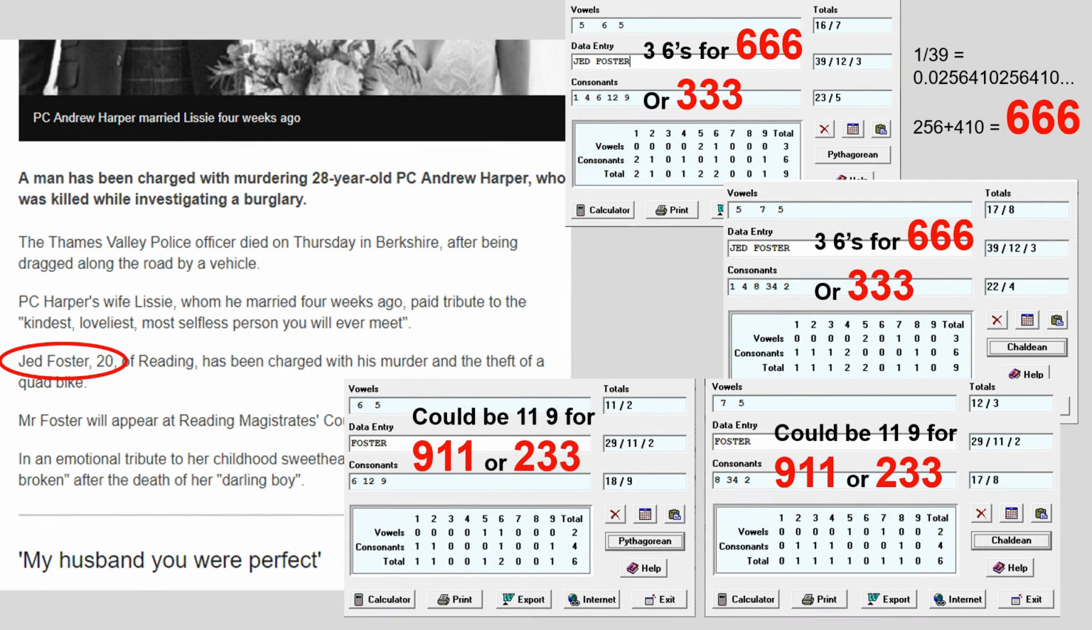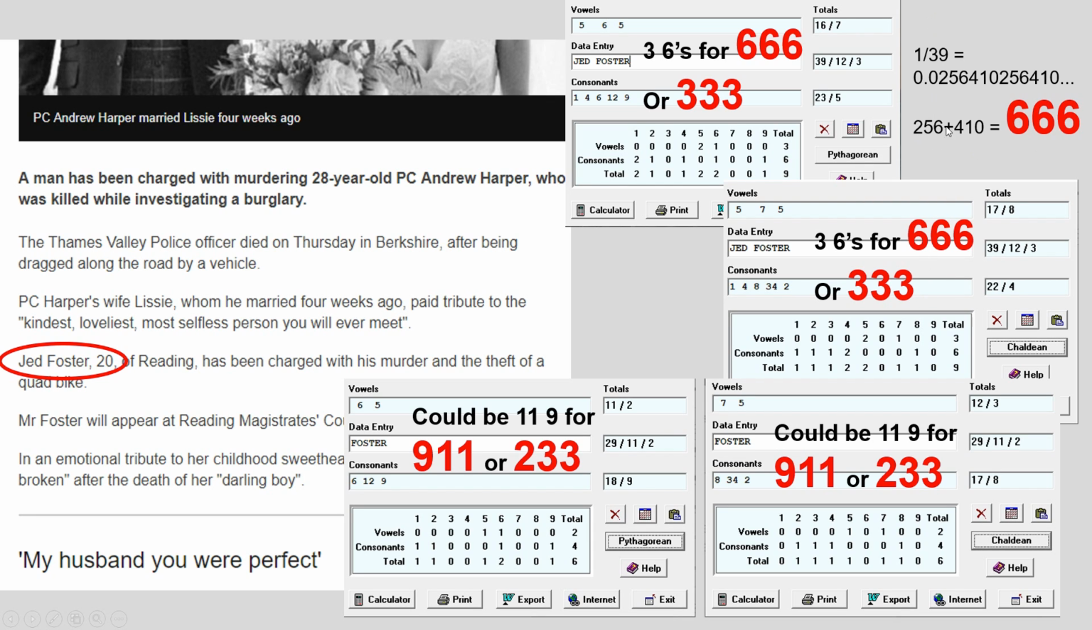Okay, so this is the guy who's been charged with murder, and his name's Jed Foster. Now, Jed Foster, in Pythagorean numerology, comes to 39. And Jed Foster in Chaldean numerology also comes to 39. Now, 39, you could say that is 3, and this is an inverted 6, for three 6s, for 666. Or it could be 3 and two 3s for a 9, 333.